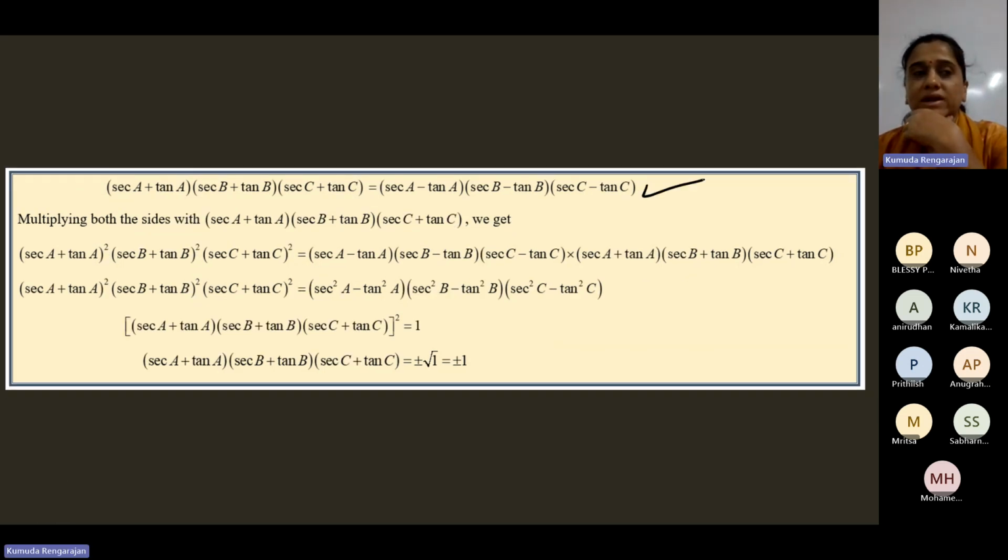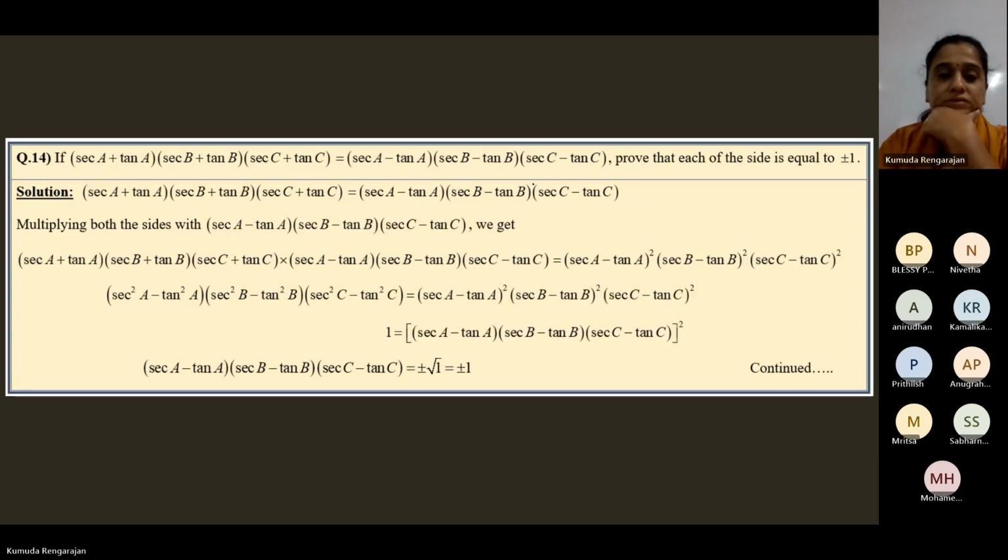Again, take up the equality given. We've multiplied here with the RHS. Now multiply both the sides with the LHS, this one. Multiplying both the sides with the LHS, so this into this, this into this, this into this.